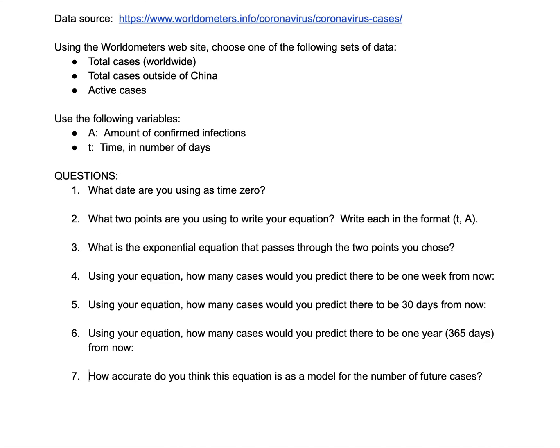How accurate do you think the equation is going to be for modeling the number of future cases? It's a matter of thinking through that whole process and thinking about, okay, what do you think it was going to be? Do you think this is going to continue? Do you think it's not going to continue in the same way? How might it change, if at all? Think through a lot of those little details about the real world context. Really, number 7 is a real world context kind of question for you to be able to delve into.